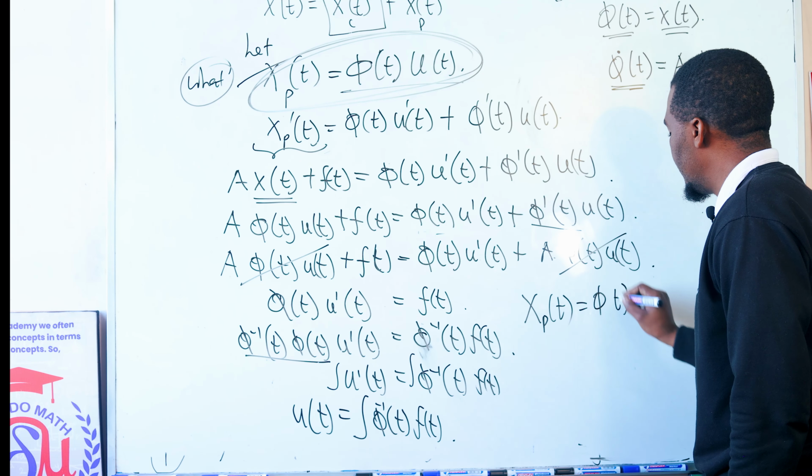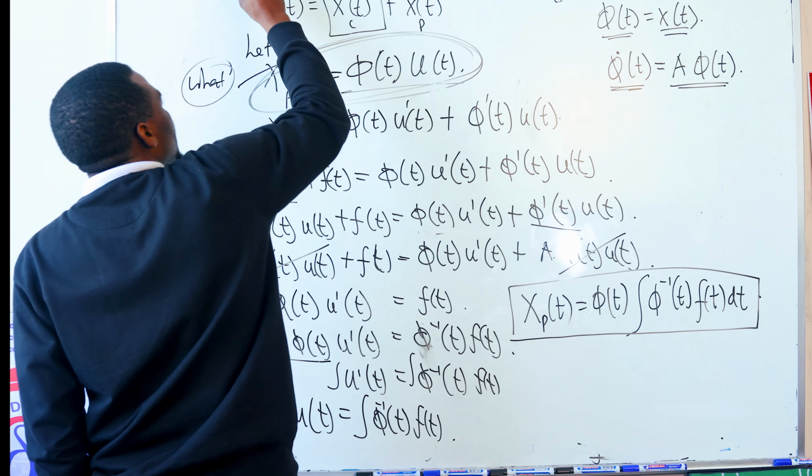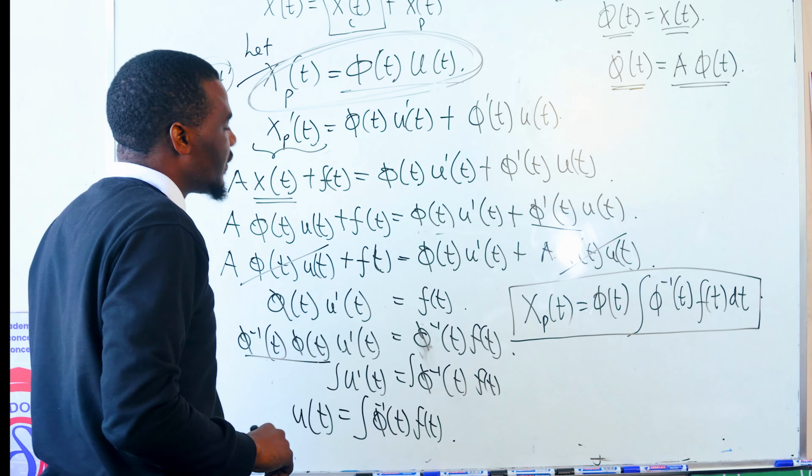But we've realized that u of t is equivalent to this. So it's going to be phi of t times the integral of the inverse of phi of t times f of t with respect to t. So this is our particular solution. So by the end of the day, if you want to find the general solution of this problem, what will be the general solution of that problem?